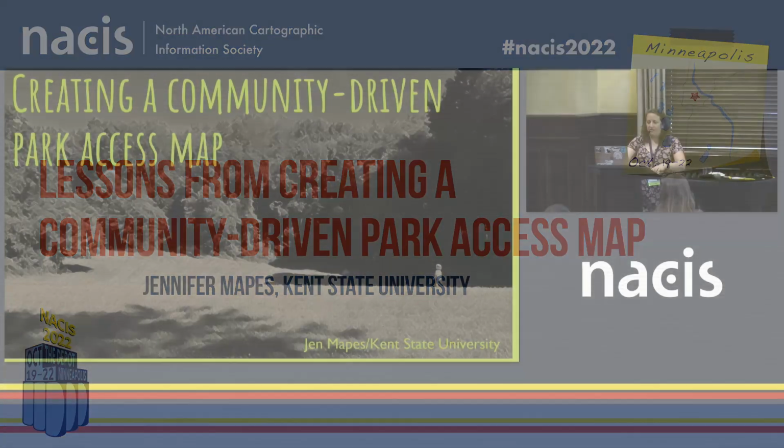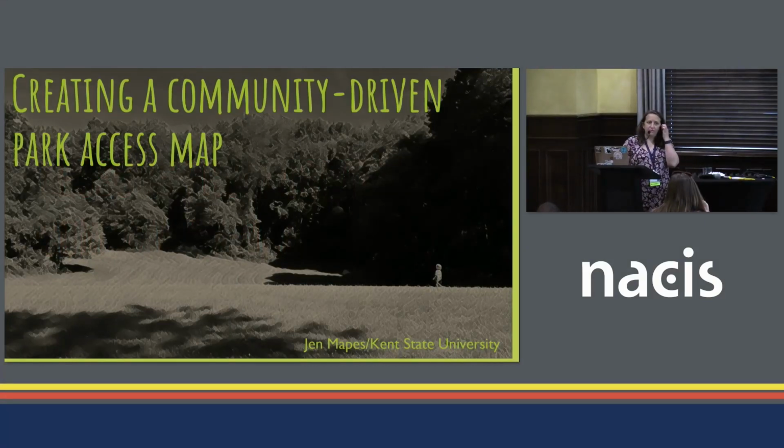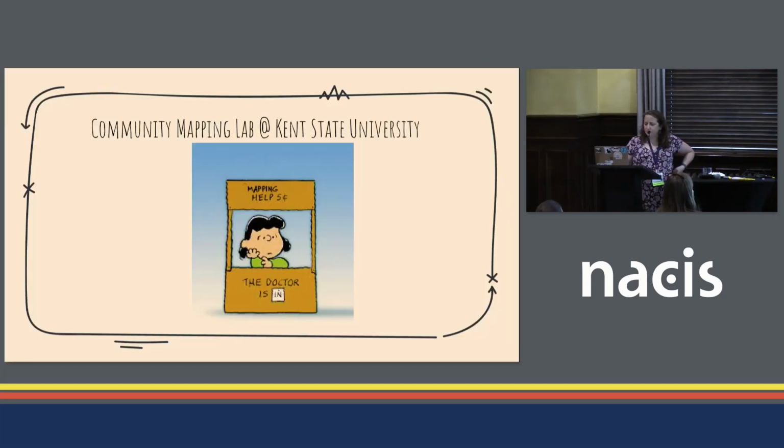I'm going to talk about a project that I did with the League of Women Voters in Kent, creating a community. So they're the community. They're driving this creation of a park access map for our county. About 1.5 years ago, I got moved from being non-tenure track to being tenure track and given a bunch of money, which is amazing, to create a community mapping lab for Kent State. And so that is in progress.